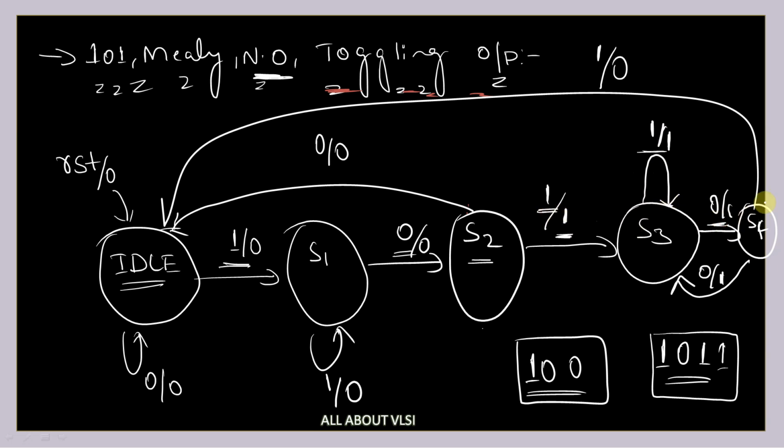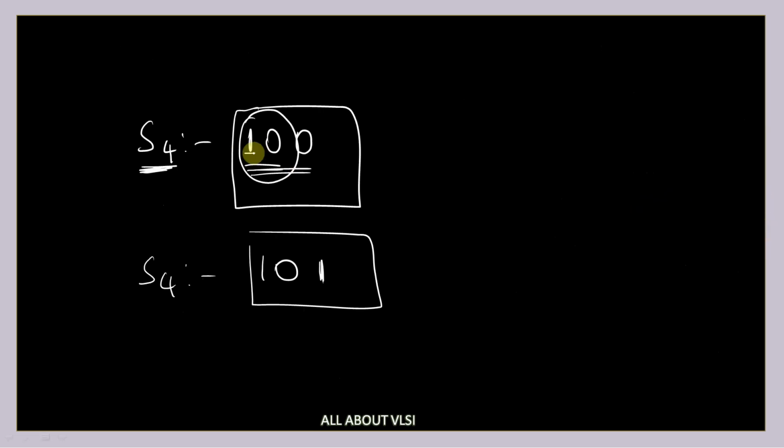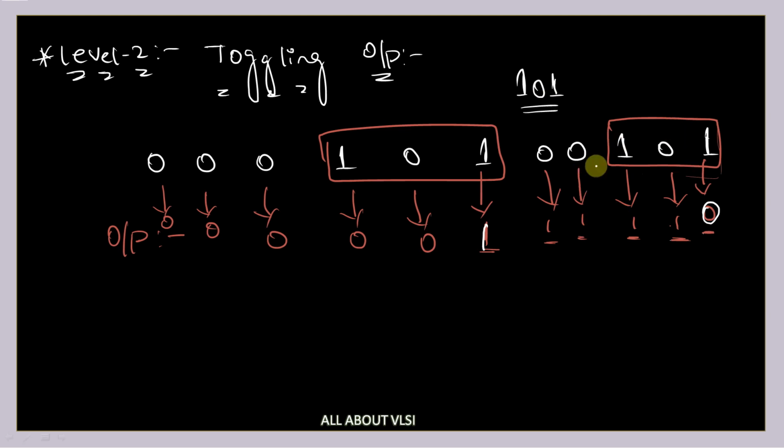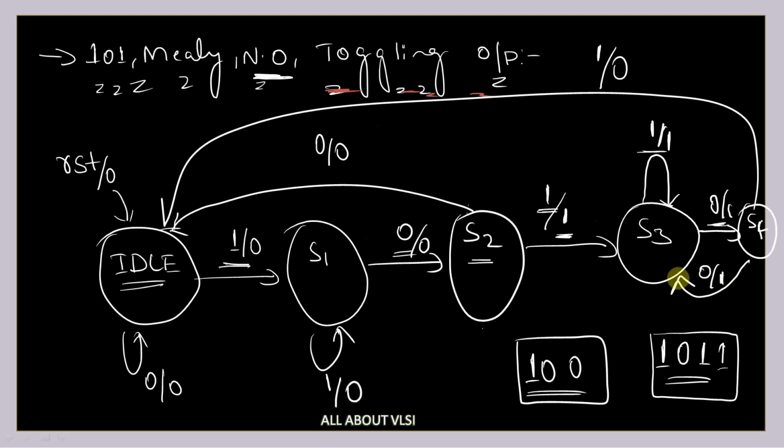And if you are in S4 state and you get 0, then no bits are matching. Then you should not simply go to idle state. You should go to S3 state, because here only your output will become 1. If you go to S2 state or idle state, then if the next bit is 1 or 0, your output becomes 0. But your output should not become 0 until the pattern has been detected. So that's why you go to S3 state.